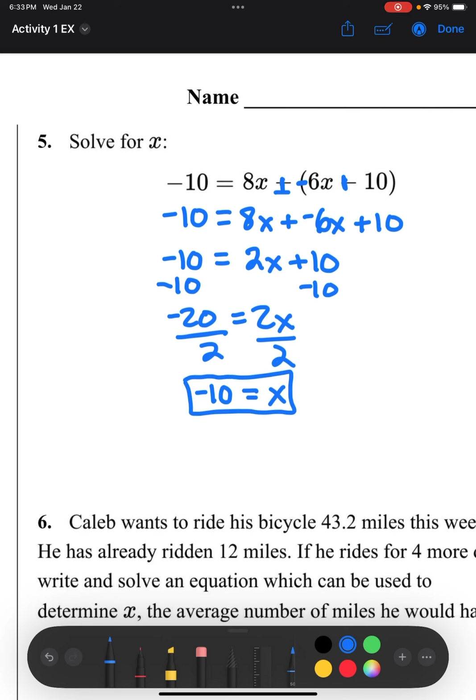So for that one, a key thing is realizing when you're doing these operations here, this is the same thing as this. So we're just kind of moving it around.